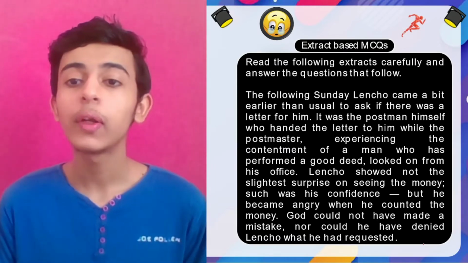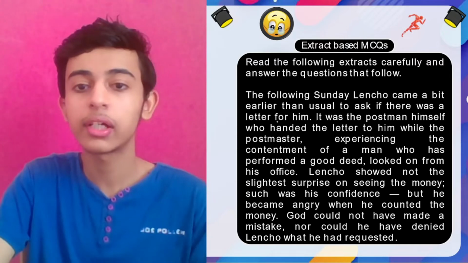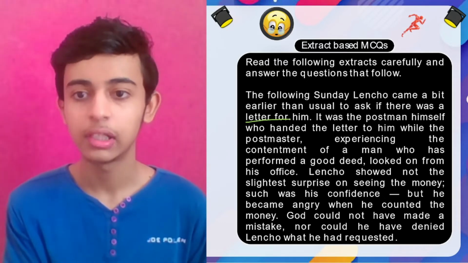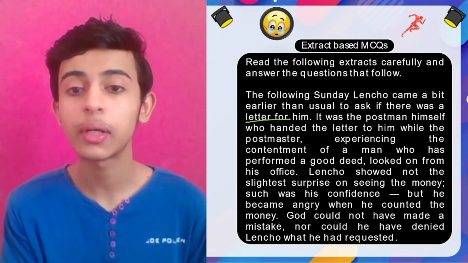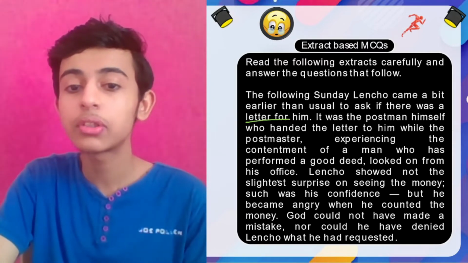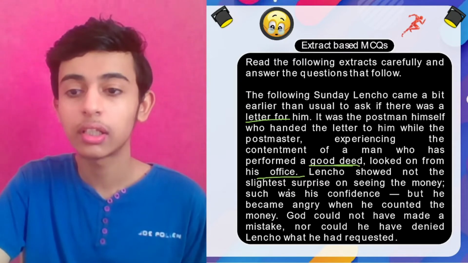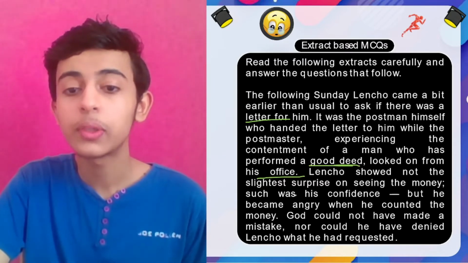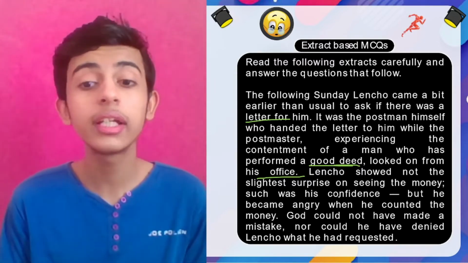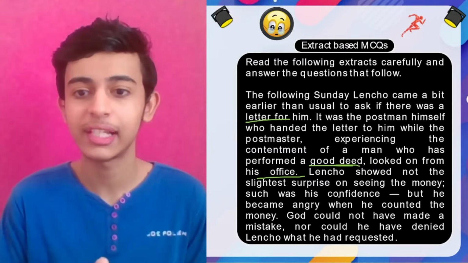You can read it. The following Sunday, Lencho came a bit earlier than usual to ask if there was a letter for him. So basically, this is talking about when he went to the post office and when he was asking for his letter. It was the postman himself who handed the letter to him, while the postmaster, experiencing the contentment of a man who has performed a good deed, looked on from his office. Good deed meaning he had done a good work. Lencho showed not the slightest surprise on seeing the money. Such was his confidence. So while getting the money, he was not at all surprised or bewildered because he already knew that God existed and God would give him the money. So this was not a thing of surprise for Lencho.